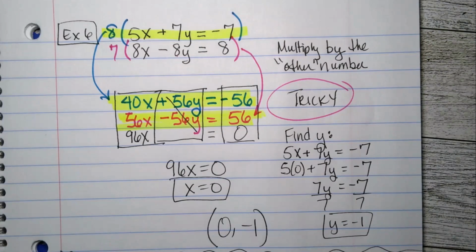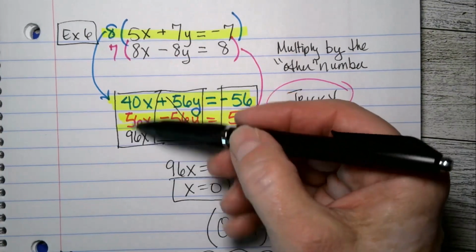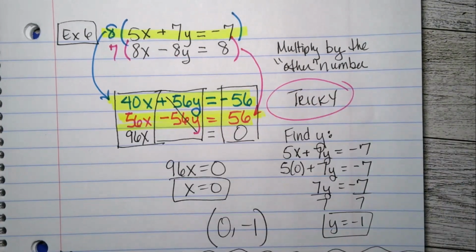How'd you get 96 on the... I added 40 and 56. Okay.